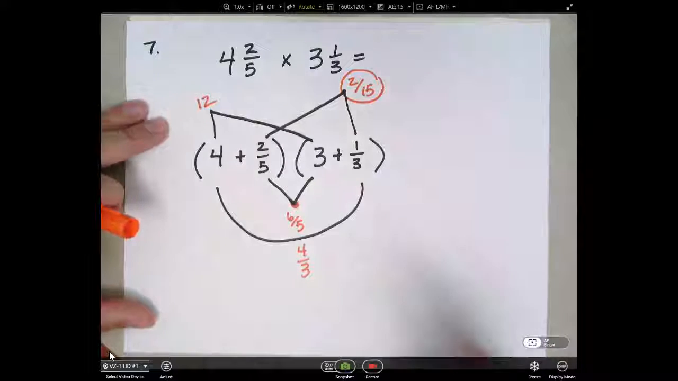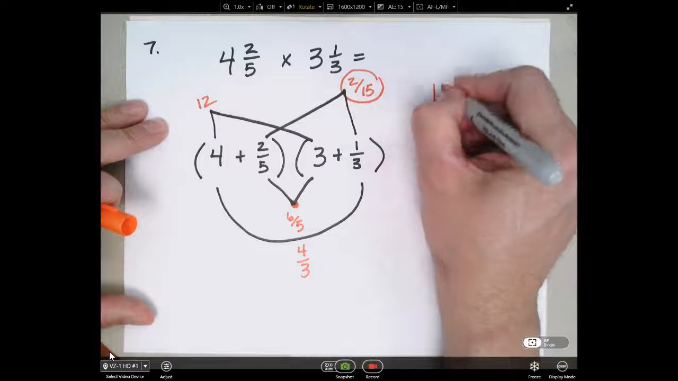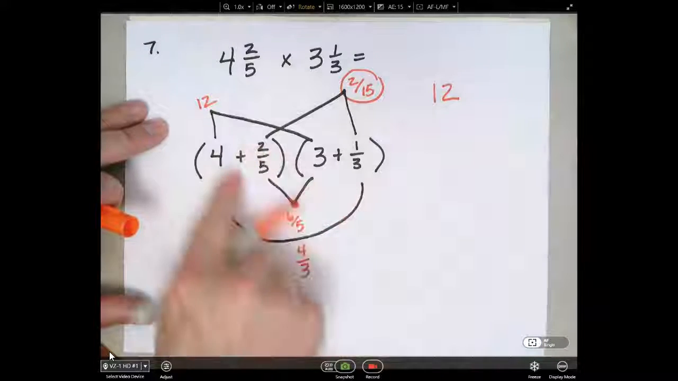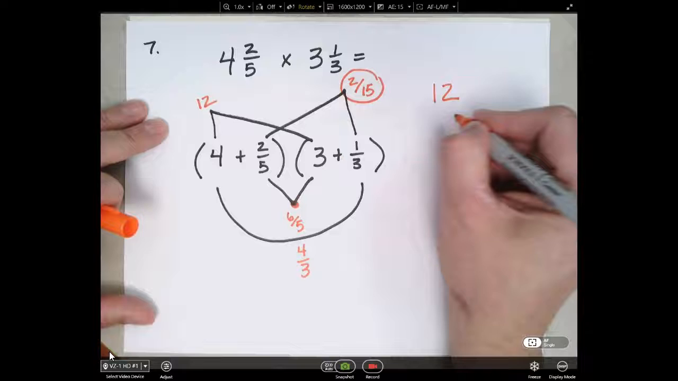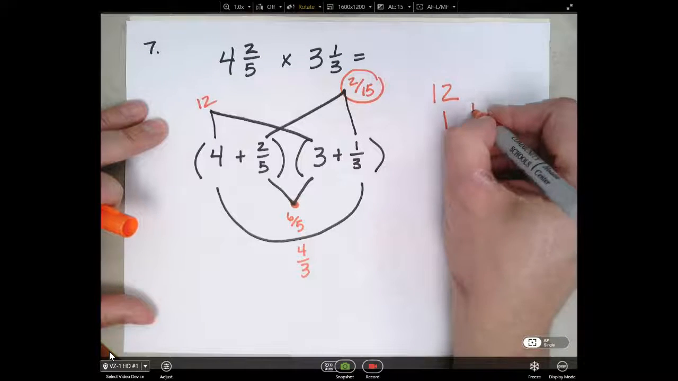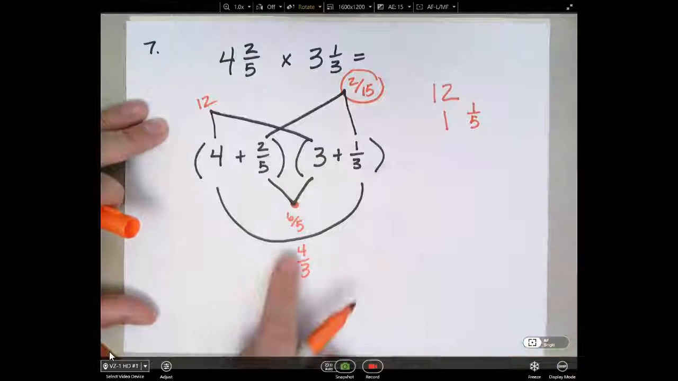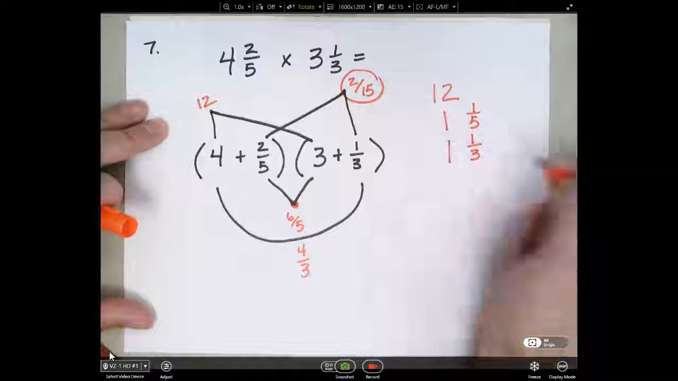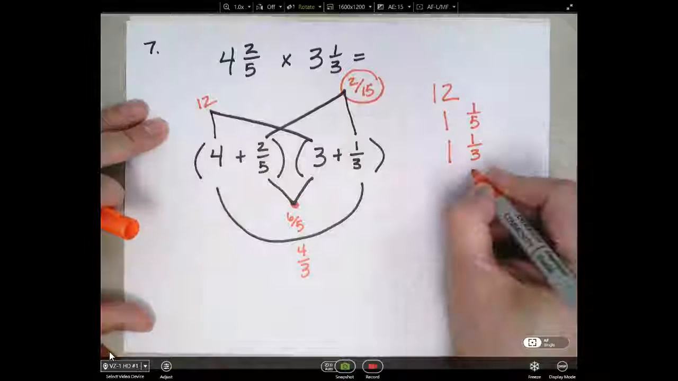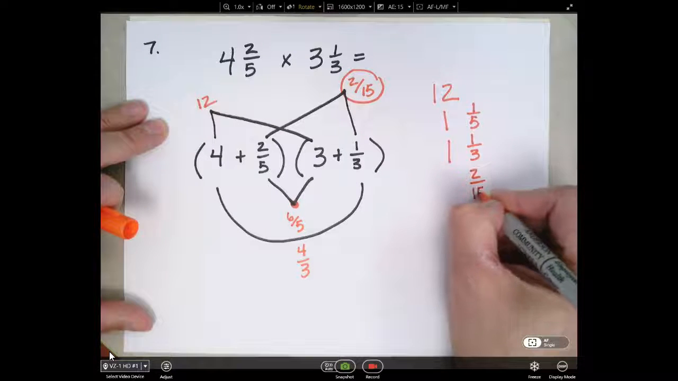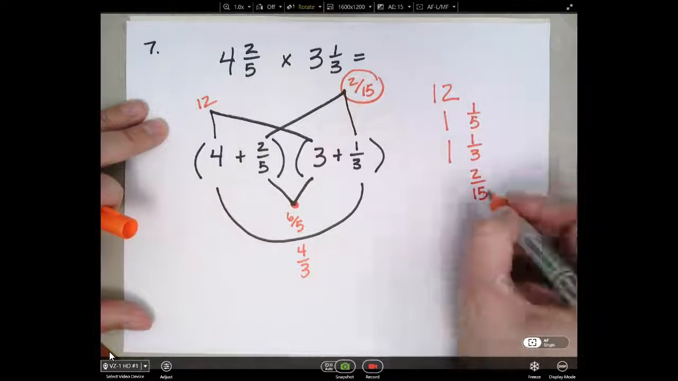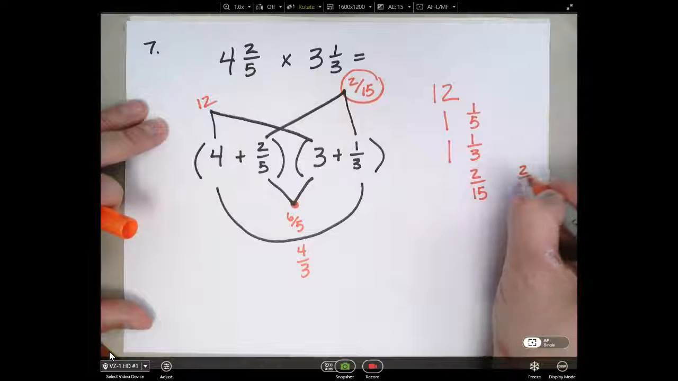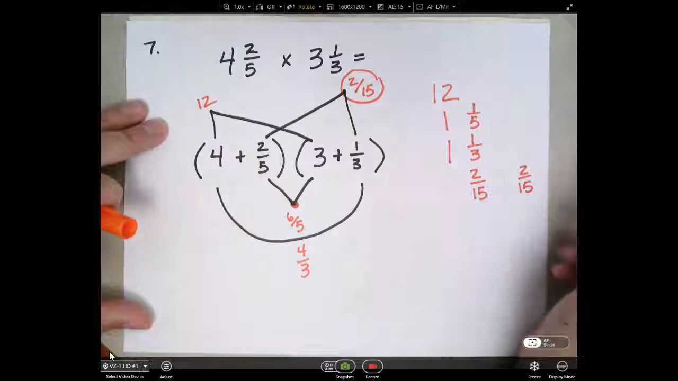So now let's just add up the 1, 2, 3, 4 pieces. 12 whole. And let's do this one next. 6/5 is 1 1/5. 4/3 is 1 1/3, and 2/15. Common denominator of 15, so that one just stays 15.